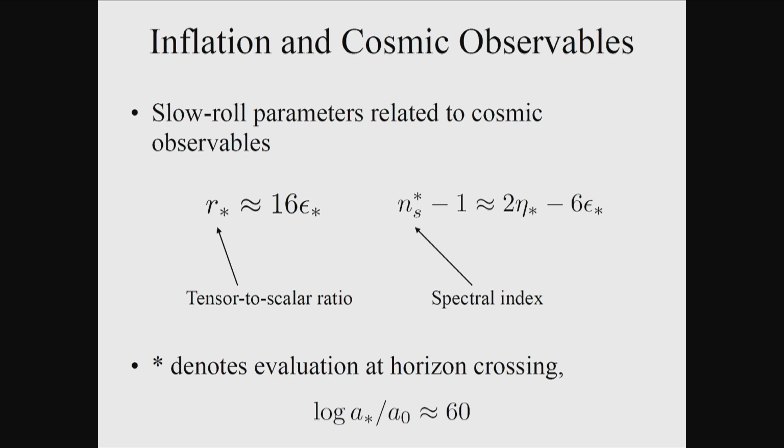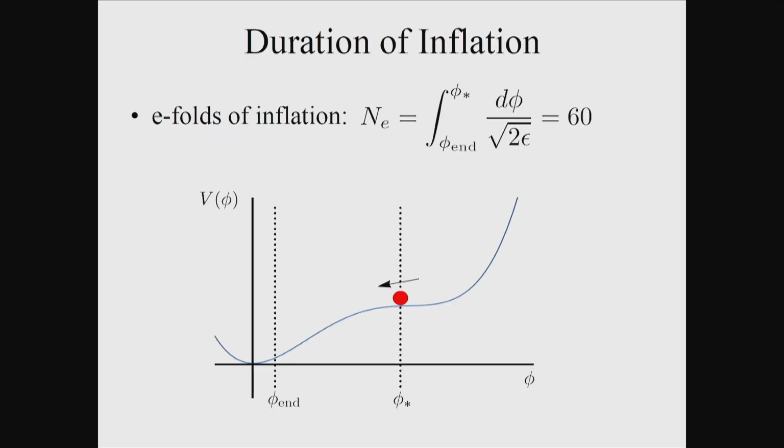Now, you might ask, where exactly are we supposed to evaluate these things? Because after all, we have an entire potential, and you can compute the first derivative and second derivative, and therefore the slow roll parameters everywhere. And the star here is to remind you that we're evaluating at horizon crossing. So this is roughly 60 e-folds before the end of inflation. So the picture then looks like this. We have a potential that looks like this. Inflation will end when we get close to a minimum of the potential. And most of the inflation will occur when the potential is very flat.